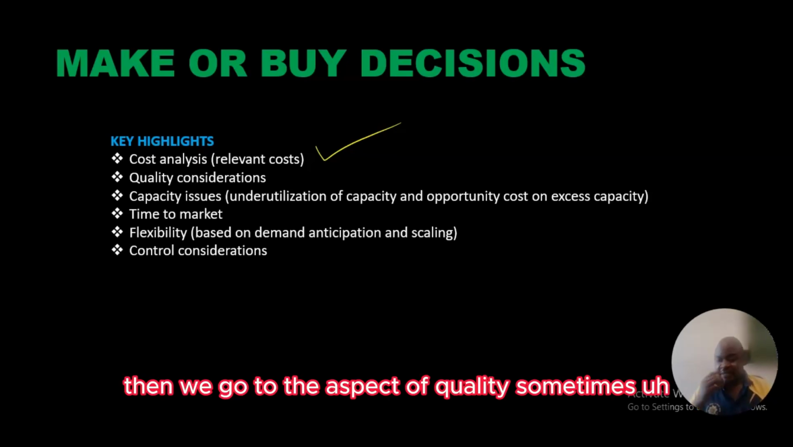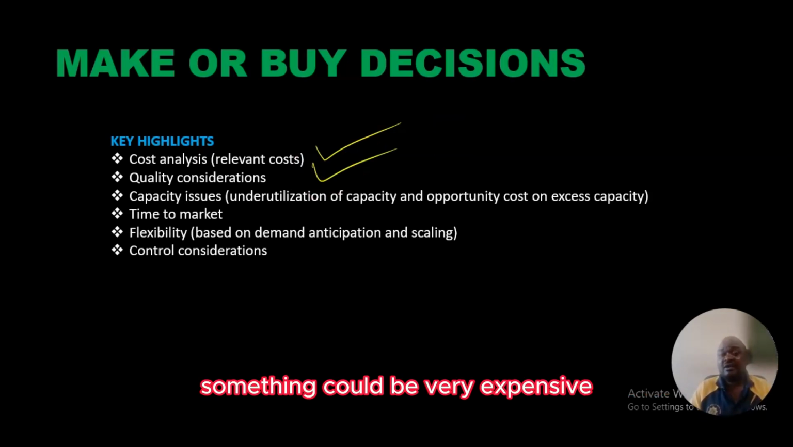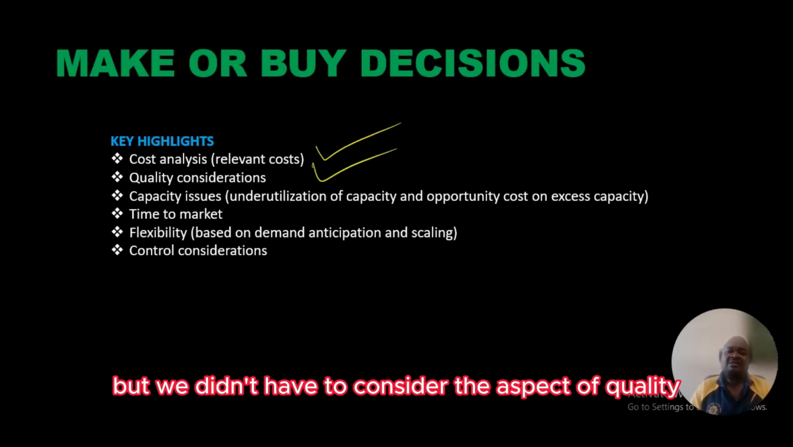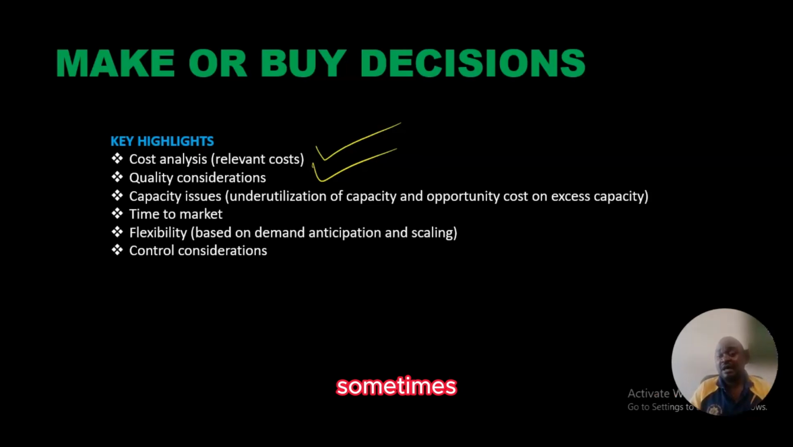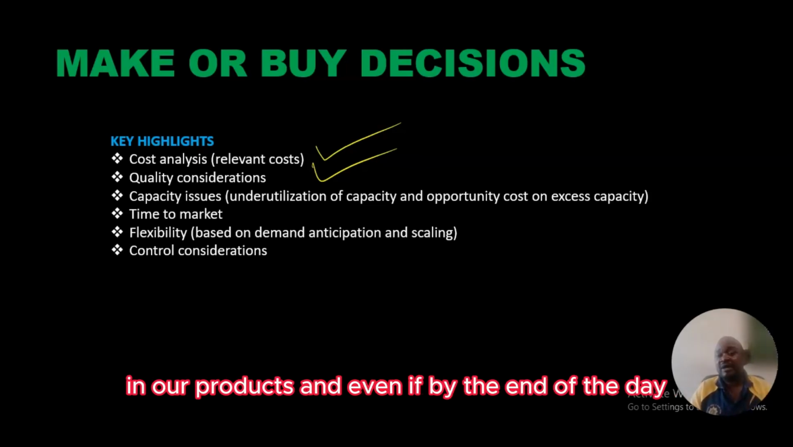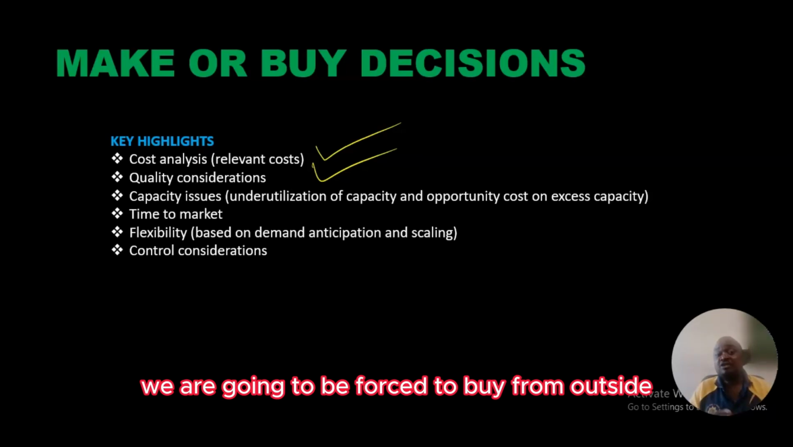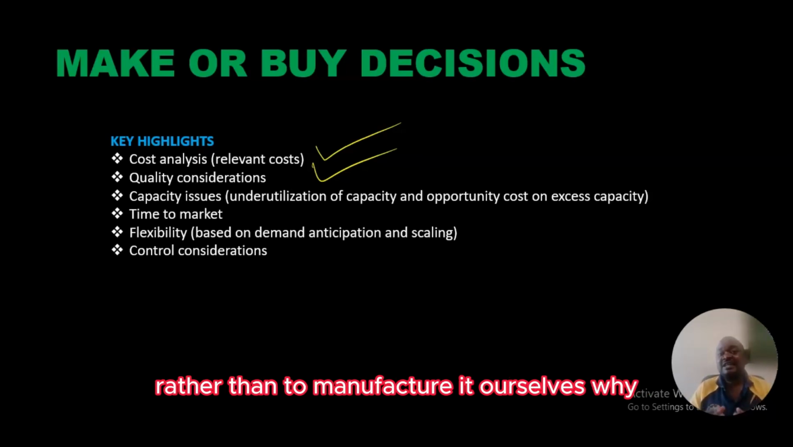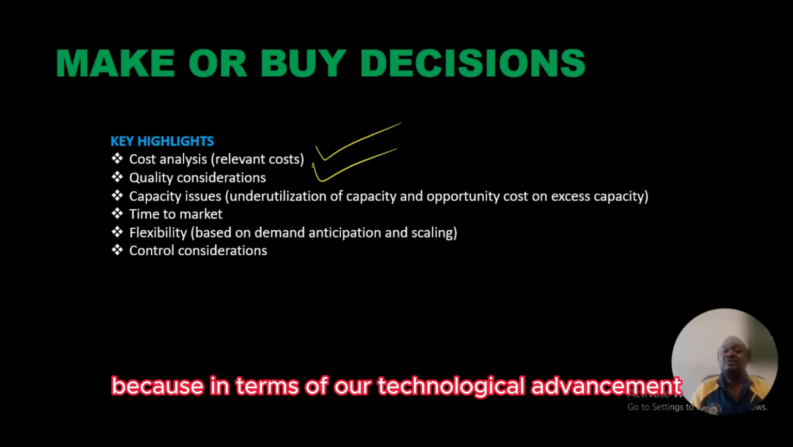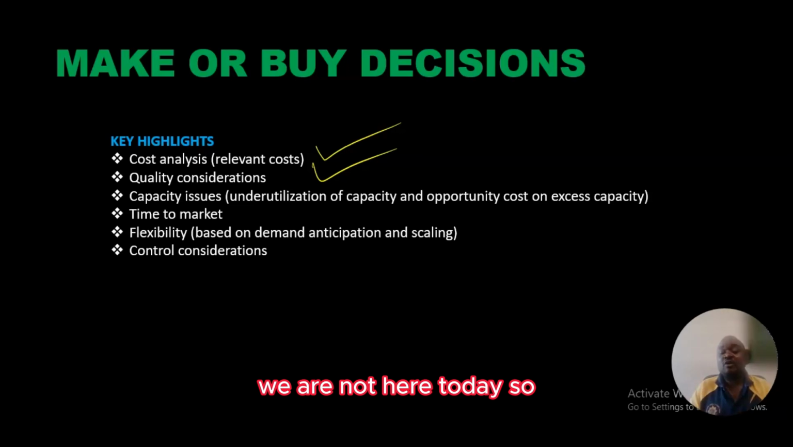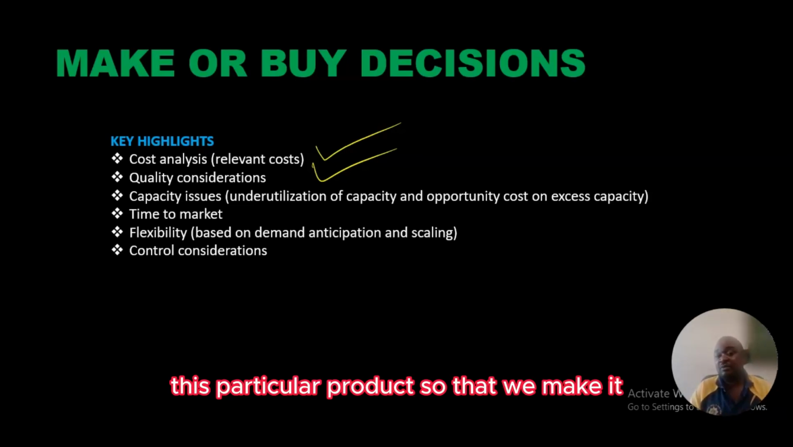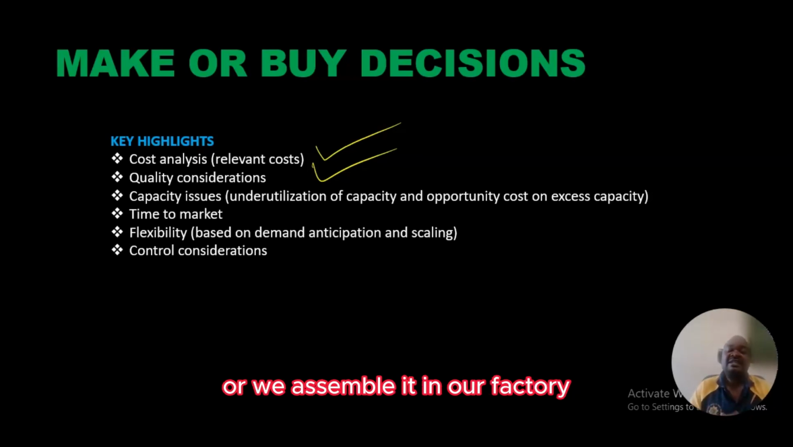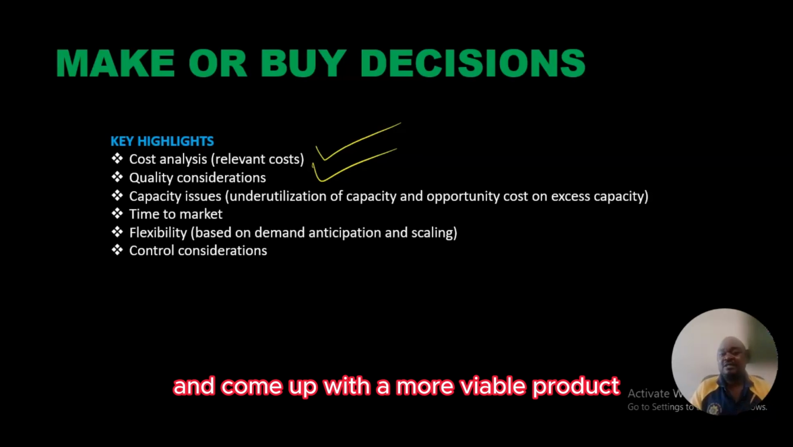Then we go to the aspect of quality. Sometimes something could be very expensive in terms of our costs, but we then have to consider the aspect of quality. Sometimes our customers want that component to be there in our products. And even if by the end of the day the component is going to be expensive, we are going to be forced to buy from outside rather than manufacture it ourselves. Why? Because in terms of technological advancement, we are not yet there. So it is actually better to outsource this particular product so that we assemble it in our factory and come up with a more viable product.